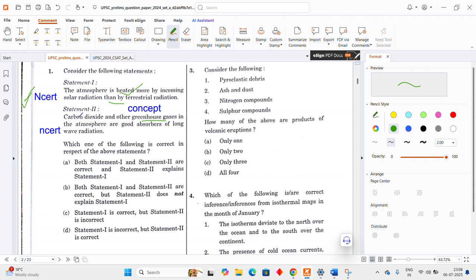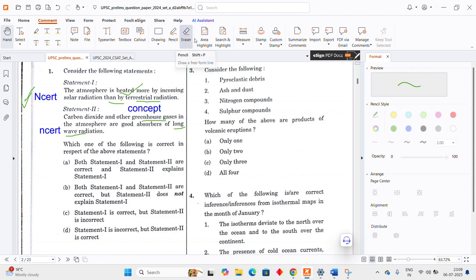Okay. And statement two is: carbon dioxide and other greenhouse gases in the atmosphere are good absorbers of long wave radiation. Will this now become true? Yes, it will become true. But here then you have to know that terrestrial radiation is actually a form of long wave radiation. So this is the second concept, the layered concept that you have to understand. They have asked you two concepts. This is how you can prepare your PYQs.